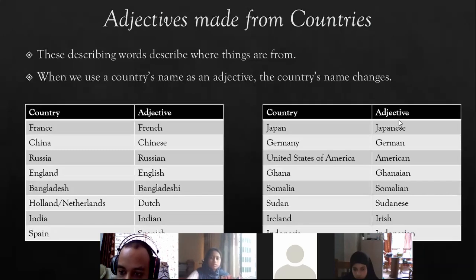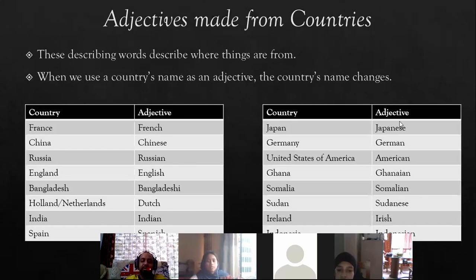Okay, we like Chinese food. Well done, Adibai. Right, good. So we like Chinese food. That is an example of using an adjective from a country in a sentence. Good. Anybody else? I want to see another example. I love Japanese sushi. Excellent example, Rafaida. So I love Japanese sushi. Great. Any other examples? 2 more minutes.